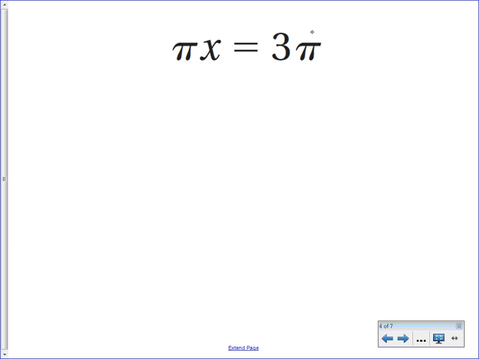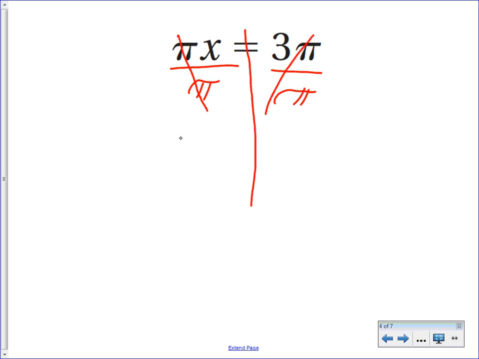Here we have pi times x equals 3 pi. I'm going to draw our line down the middle. Remembering that pi is not a variable, it is a number. So to get x by itself, they're multiplying by pi, so we're going to divide by pi. If we do it on the left, we need to do it on the right. The pi's cancel out on this side, and they cancel out on this side. So what we have left is x equals 3. Not a negative 3, positive 3. x equals 3.